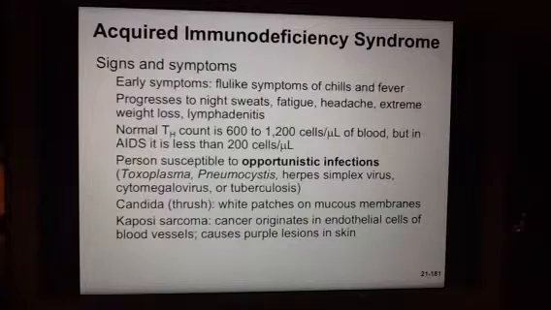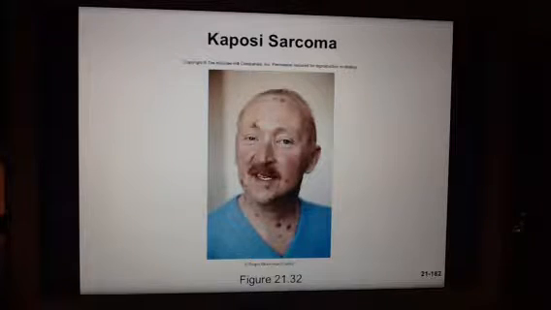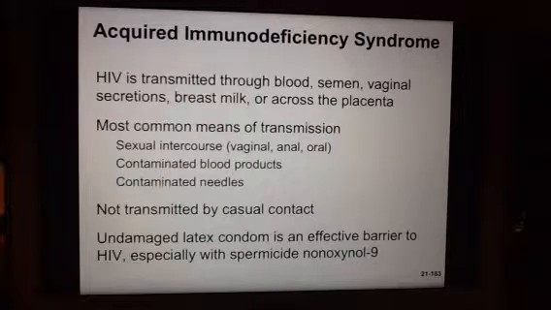And then this talks about some other possible infections because the immune system has been diminished. You're more susceptible to other infections. So ways that the HIV virus is transmitted. When this first became emergent, it was very confusing as to how HIV was transmitted, but it is transmitted through bodily fluids. And the most common means of transmission would be sex, contaminated blood products like in a blood transfusion, or needles, but it is not transmitted by casual contact.